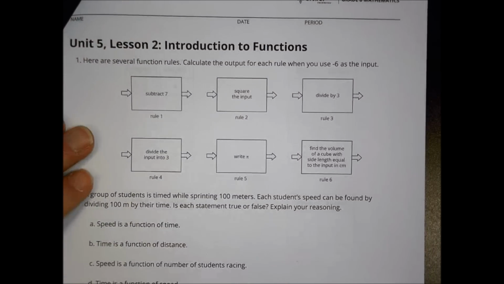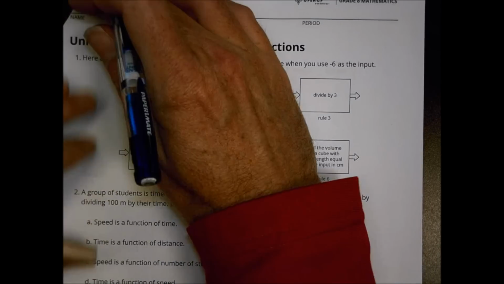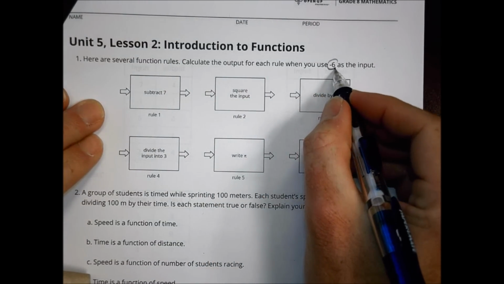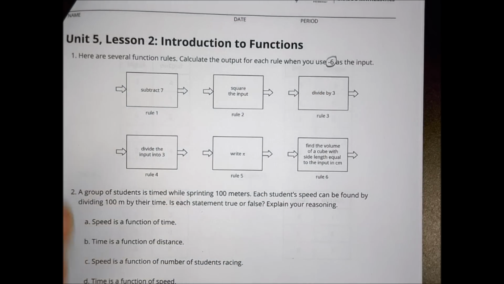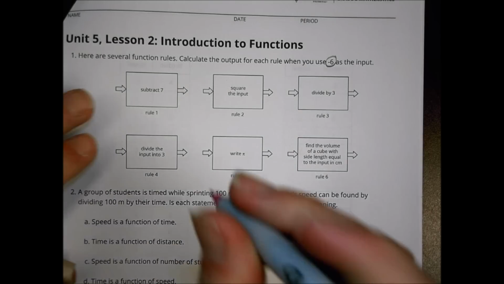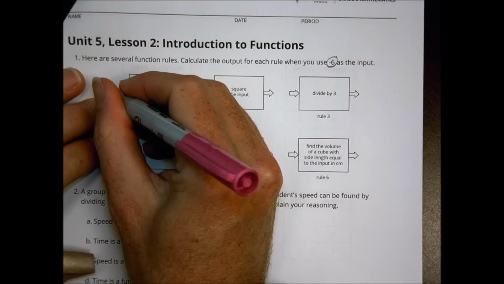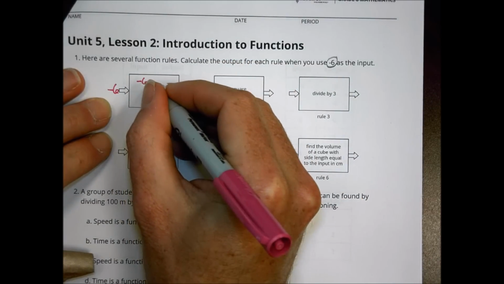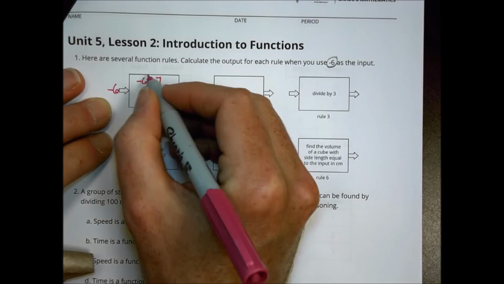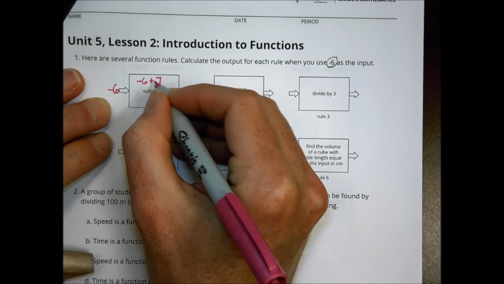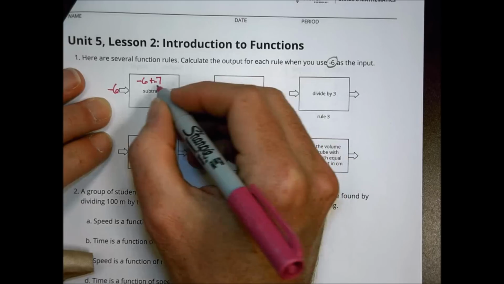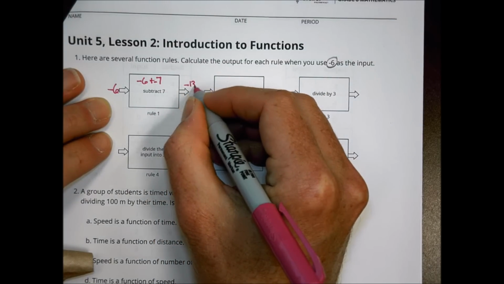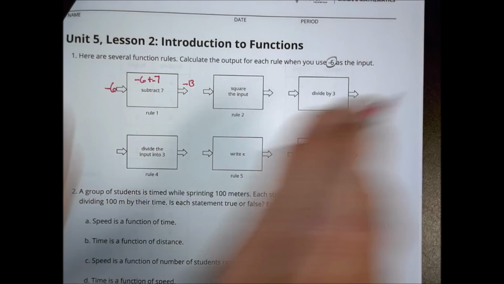All right, here's the homework. It says, here are several function rules. Calculate the output for each rule when you use -6 as the input. All right, let's do this here with -6. So if I put -6 in here, and I subtract 7, that's -6 minus 7. When I subtract 7, that's like adding a negative. Signs are the same, so I find the sum and keep the sign the same. I come out with a -13. Okay, so that's the first one there, -13.